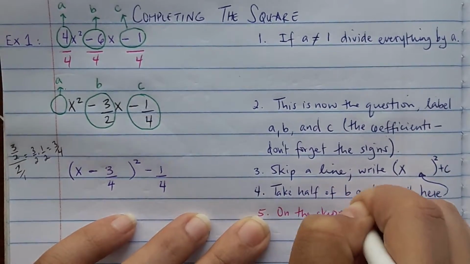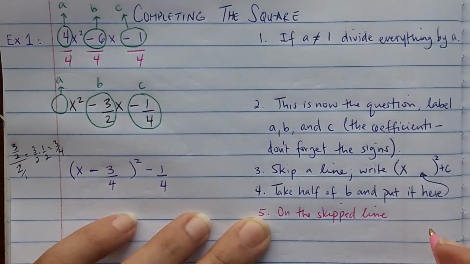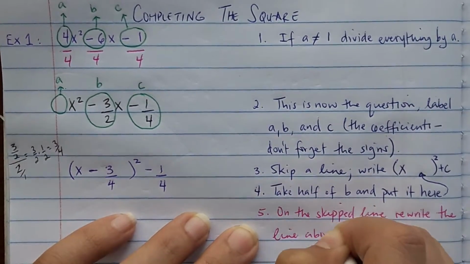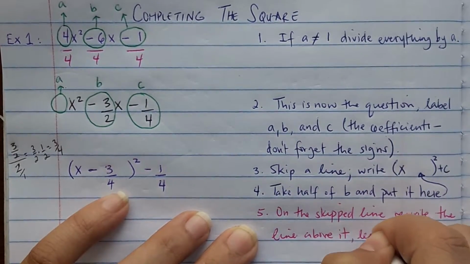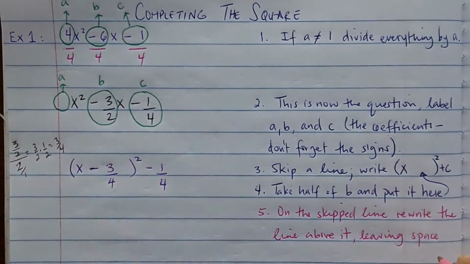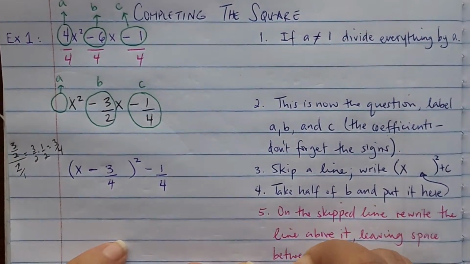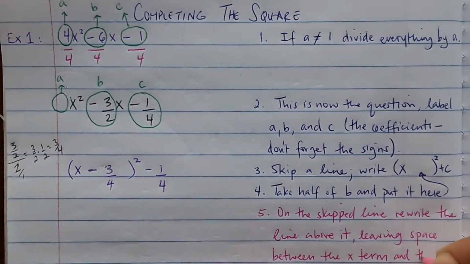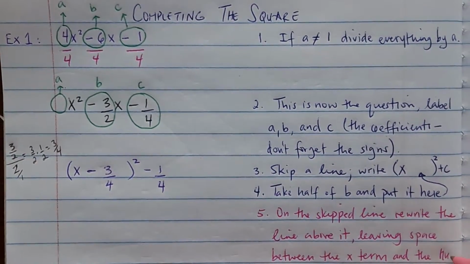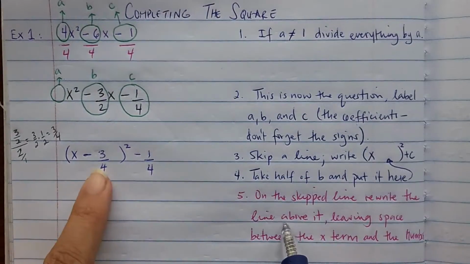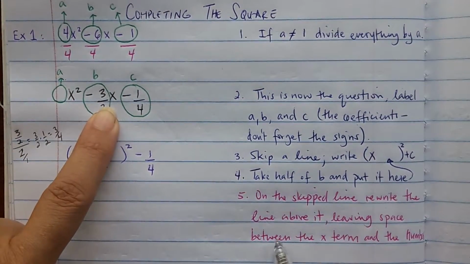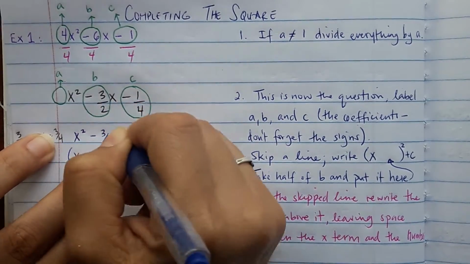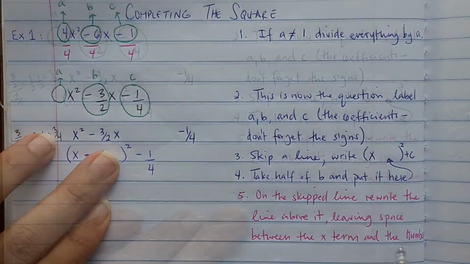Number 5, on the skip line, rewrite the line above it, leaving space between the x term and the numbers. So the line above it says x squared minus 3 over 2 x, and then leave space between that and the number. So x squared minus 3 over 2 x, leave some space, and then negative 1 over 4.